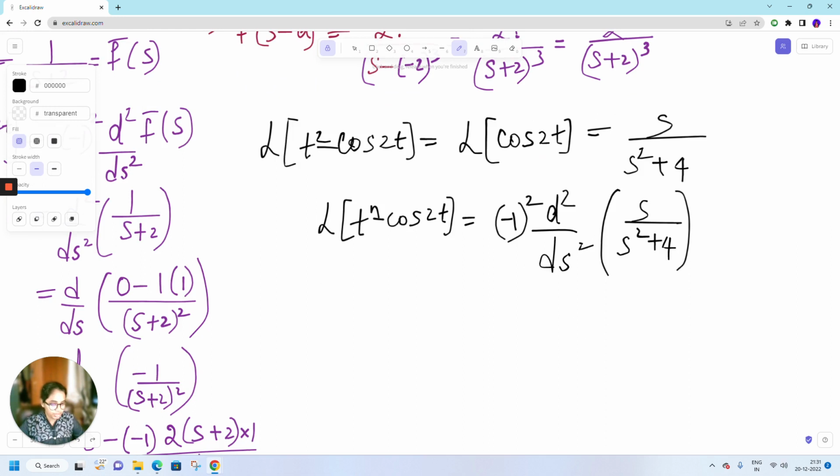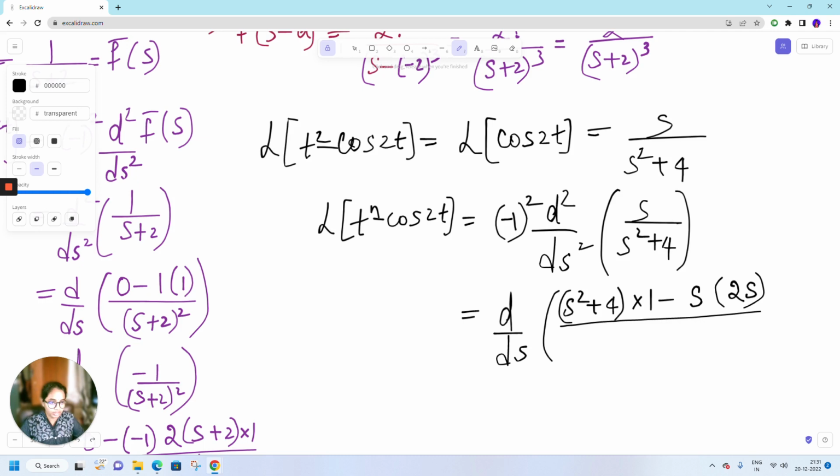Minus 1 whole square is 1. So d by ds of the first differentiation would be, here in the numerator we don't have a constant, we have an s. So I'll keep the denominator as it is. Differentiation of the numerator is 1 minus, keep the numerator as it is, differentiation of denominator is 2s plus 0, I'll write as 2s. Whole thing divided by s square plus 4 the whole square.